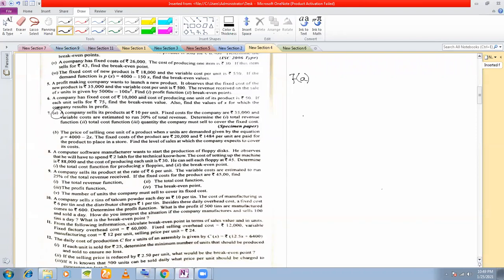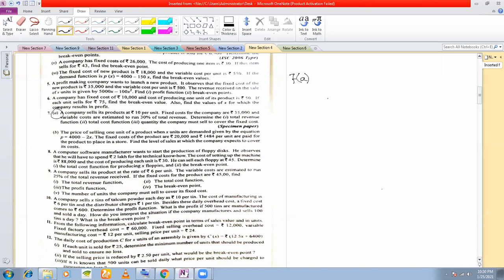Just to recover the fixed cost, Rx is equal to Cx. So to recover the fixed cost, they have given it in a twisted manner. To recover the fixed cost, how many units of the good must they produce? Understood? So the third question is only about your break-even point.